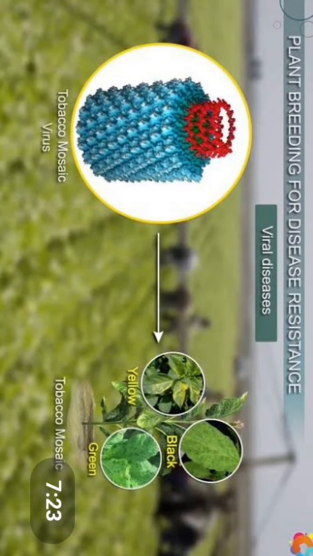Next, we can see some crop varieties and diseases on the screen. Some crop varieties are bred by hybridization and selection for disease resistance to fungal, bacterial, and viral diseases. On the screen you can see tobacco mosaic virus in the tobacco crop. Okay, so this is about conventional plant breeding.